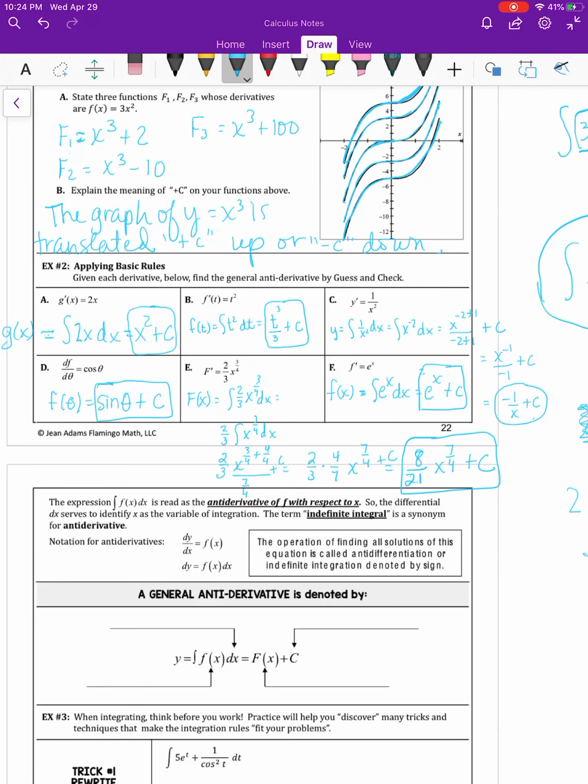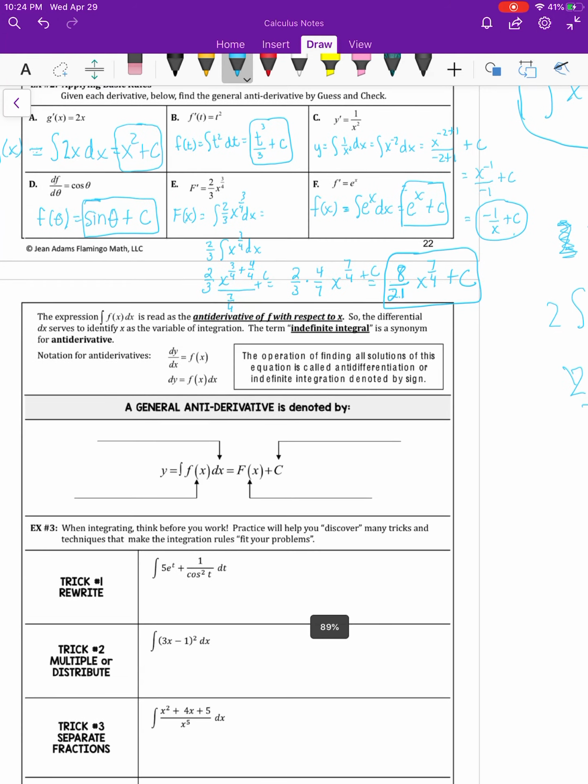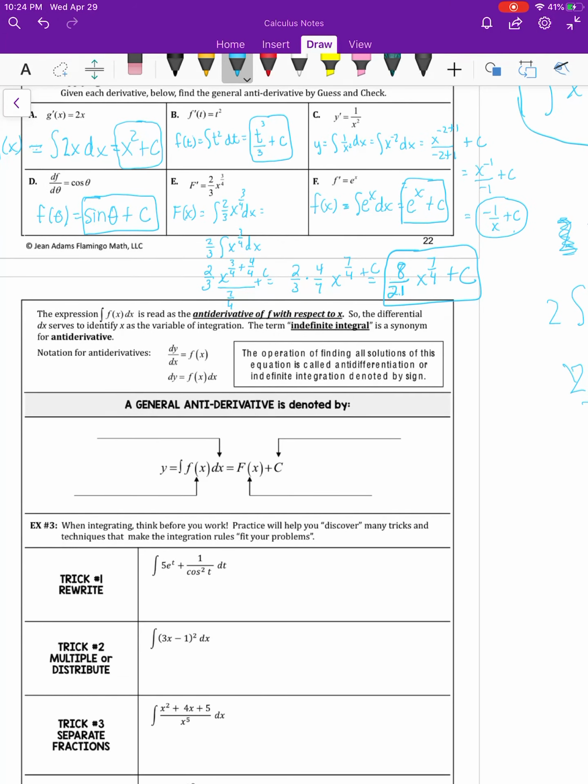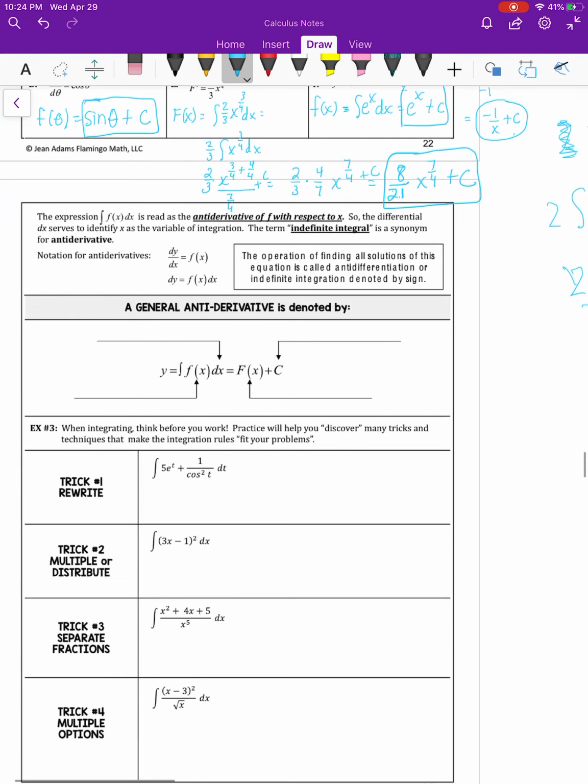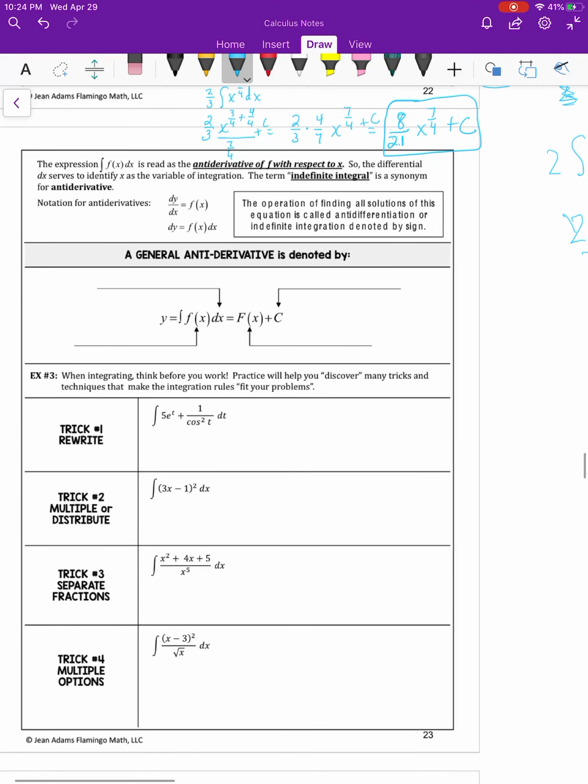I was trying to see, did I circle? Here's C. I circled all of them. So those are just the practice of finding your antiderivative. So the expression, the integral f of x dx, is read as the antiderivative of f with respect to x. So the differential dx serves to identify x as the variable of integration. The term indefinite integral is a synonym for antiderivative.